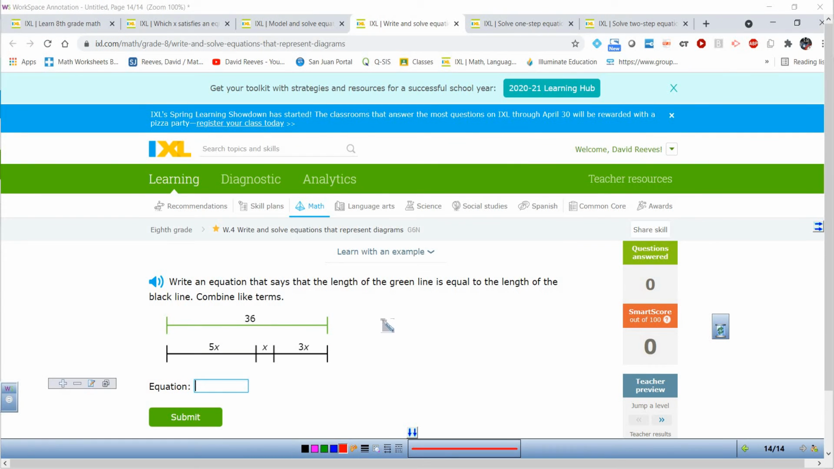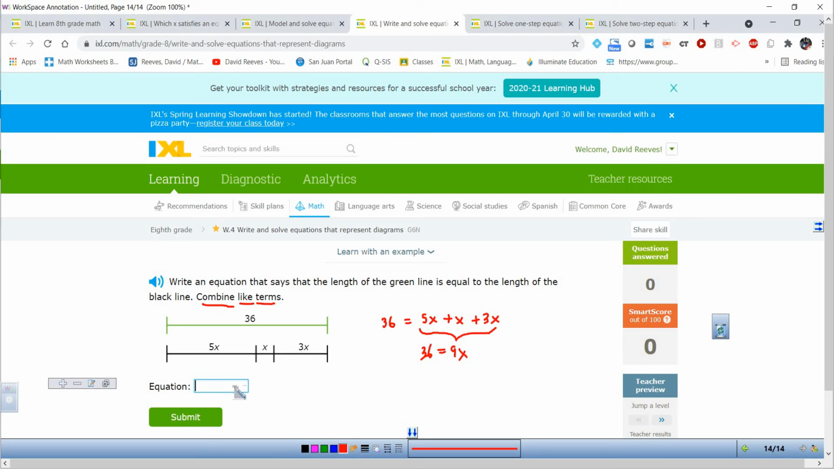There we go. So on the top, I have 36, and I'm going to make that one side of the equation. And then on the bottom, I have 5x plus x plus 3x. All right, but they told me to combine like terms. If you remember earlier this year, we learned how to combine like terms. So 5x plus x, that gives me 6x. 6x plus 3x is 9x. So I get 9x is equal to 36. Or if we write it in the order it's in, 36 is equal to 9x.